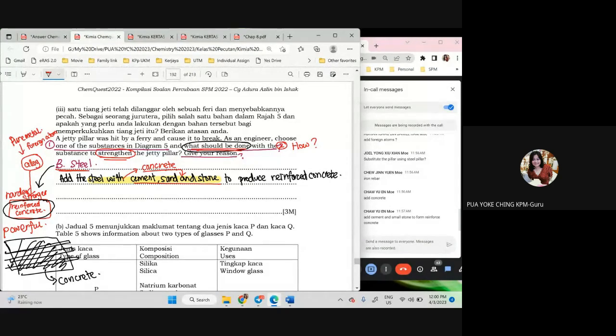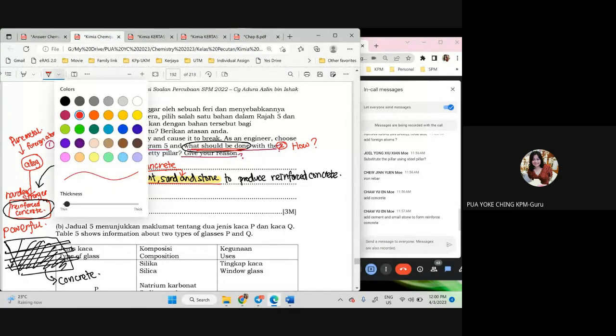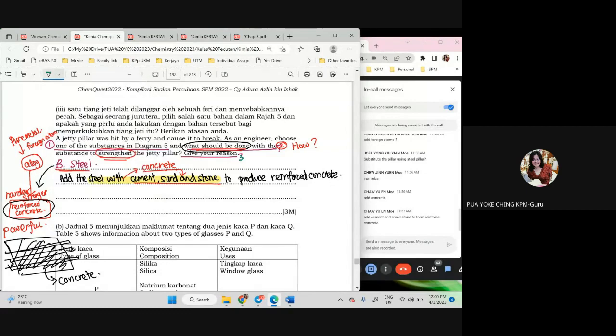What should be done? Okay, next is your point 3. Give your reason. Why kena ada concrete? So you just write lah, reinforced concrete is harder and stronger. Okay, itu paling senang. Itu adalah jawapan yang paling senang.